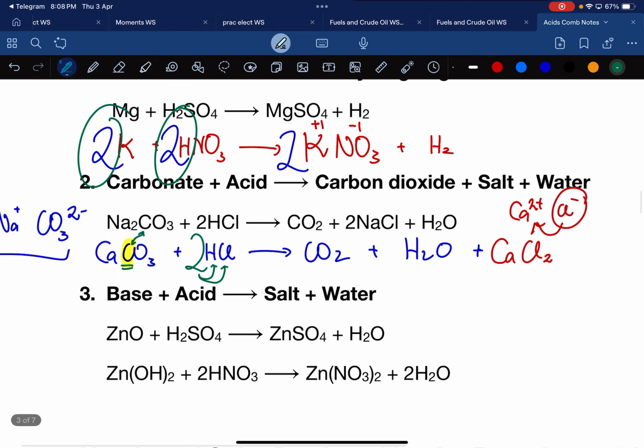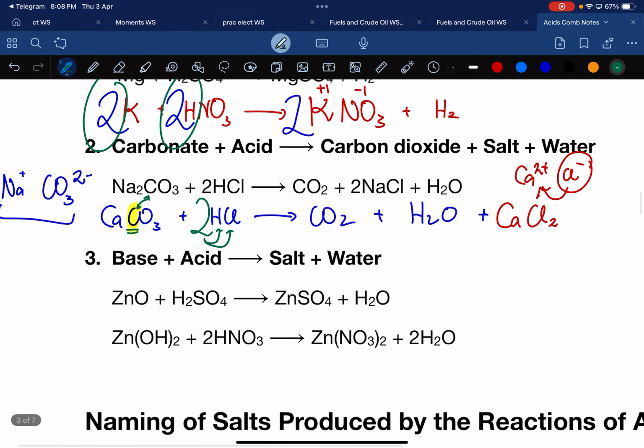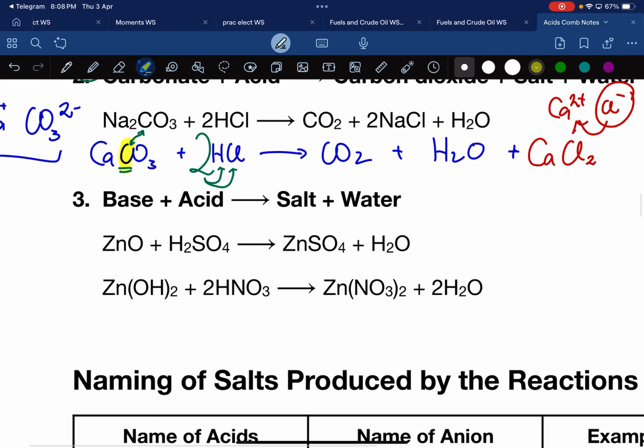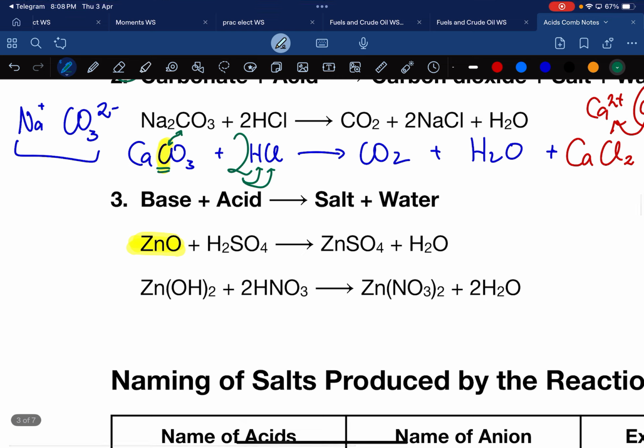Finish it, yeah? Make sense? Okay. Last one: base plus acid. Base is what? Metal oxide or metal hydroxide. Remember the definitions, yeah? Metal oxide or hydroxide. There is an additional requirement for you to be called a base. Amos, what is that additional requirement?